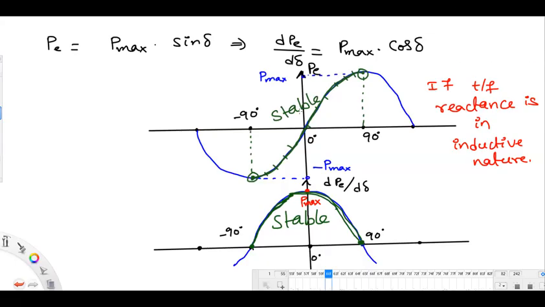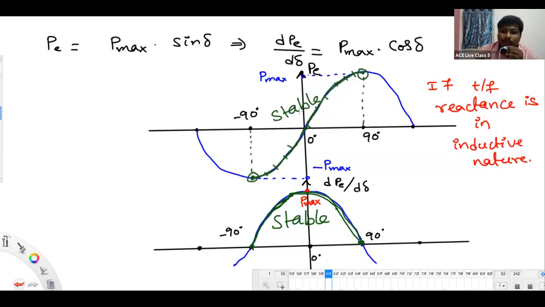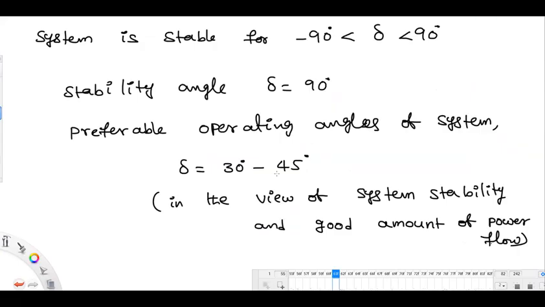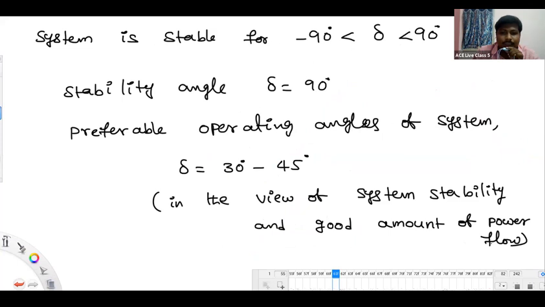So to maintain good stability as well as good power flow, a compromise is made to keep the angle in the range of 30 to 45 degrees. Okay. Understood? Yes sir, understood sir.